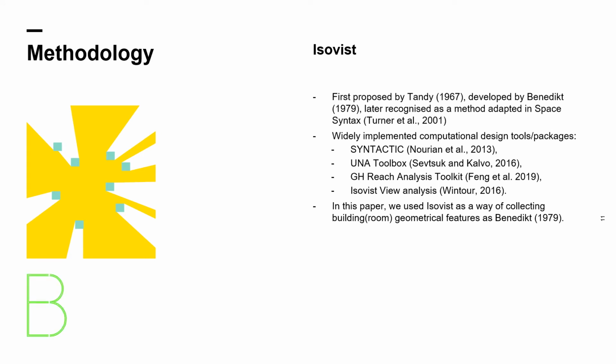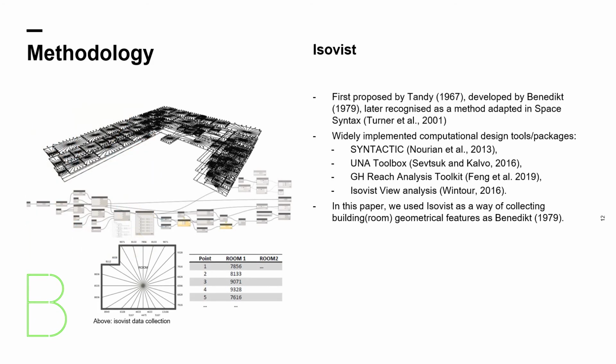ISOVIST measures the volume or area of the space visible from a given point in the space. It is a well-known method in assessing spatial configurations. It also has numerous implementations in popular computational platforms such as Grasshopper and Dynamo. In the context of this paper, ISOVIST is used to collect a distance array from the geometrical centroid to the first obstruction, measured at equal angular intervals.